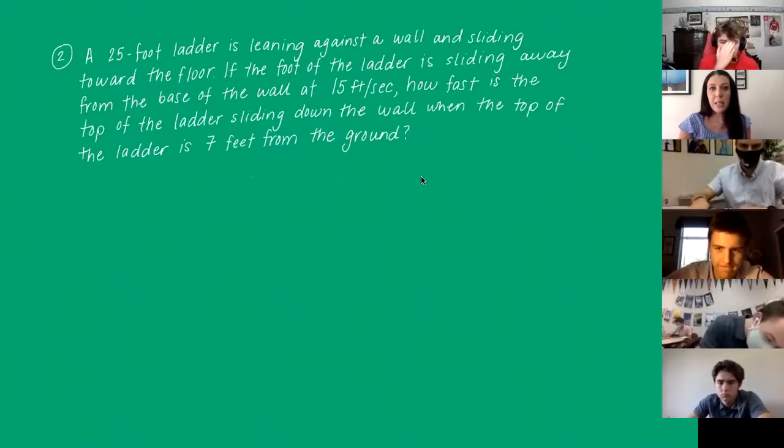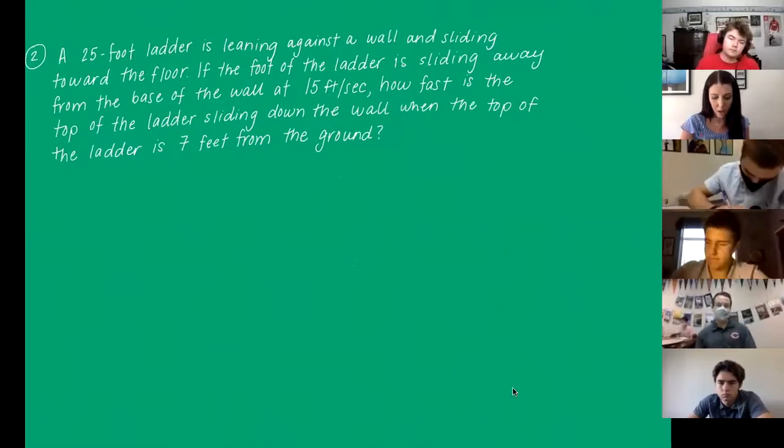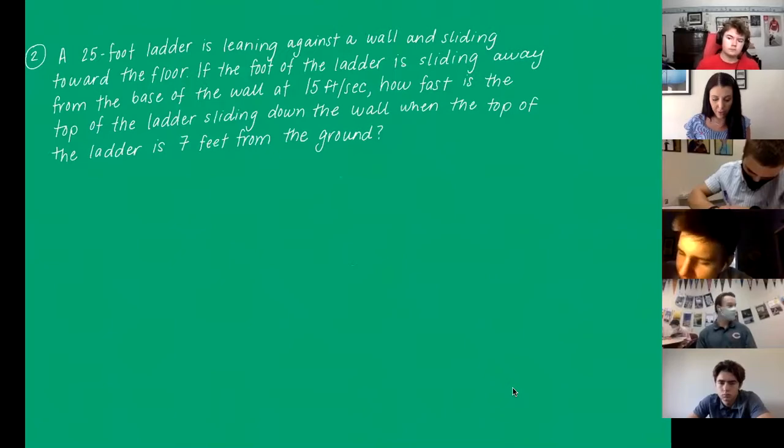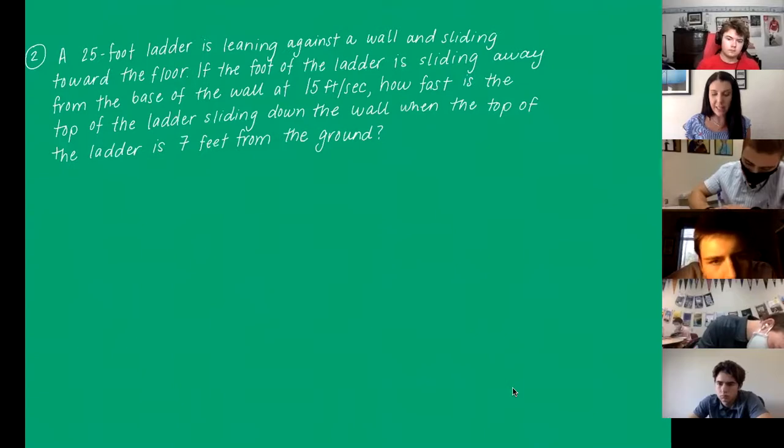Question 2 says, a 25-foot ladder is leaning against a wall and sliding toward the floor. If the foot of the ladder is sliding away from the base of the wall at 15 feet per second, how fast is the top of the ladder sliding down the wall when the top of the ladder is 7 feet from the ground?